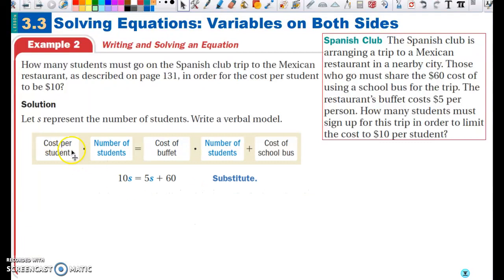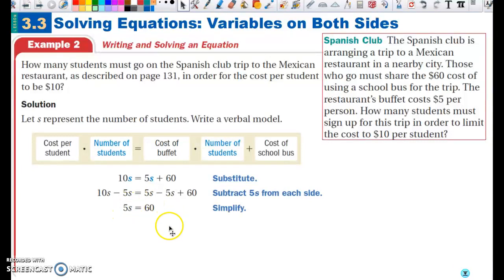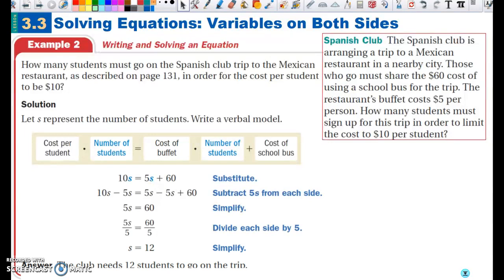I want the cost per student to be $10 per student. The buffet is $5, the bus is $60, and the number of students is what I want to know. Combine by subtracting 5s from both sides to get an equivalent equation. 5s equals 60, divided by 5. S has to be 12, which means that 12 students need to go on the trip.